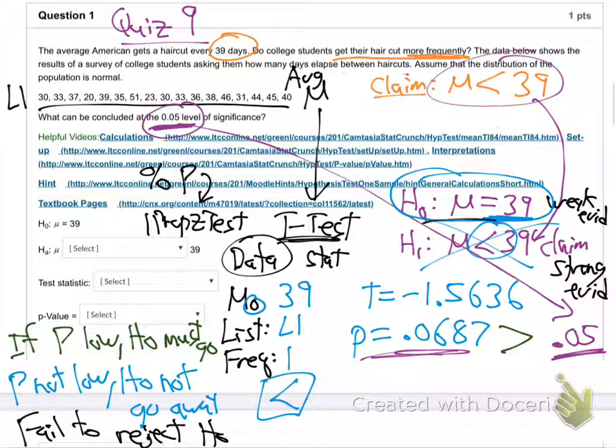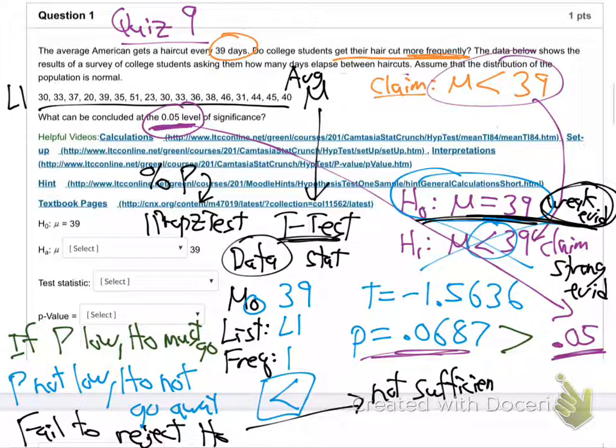Yeah, because we ended up going with H0, evidence is weak. So we'll say not sufficient evidence. There was not enough evidence. Not sufficient. Not enough. Evidence was weak. See how I know that? Because we stuck with H0.